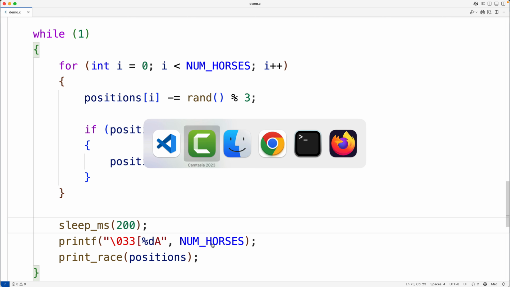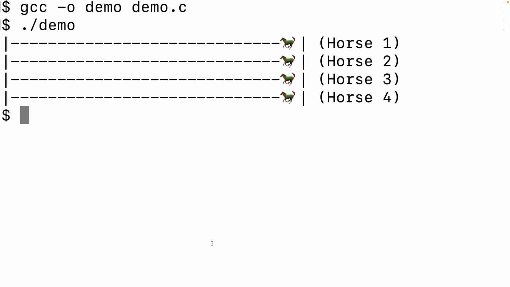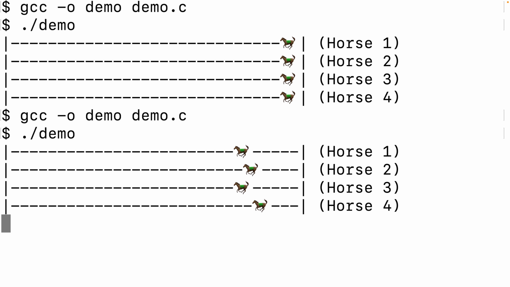So we'll save it. We'll recompile the program, and let's try it. And we can see here the horses are animating their way across the terminal, and once they reach the end, they're going to stop. So the next step is to determine which horse won. We could have a situation where multiple horses reach the end at the same frame of animation. If that's the case, what we're going to do is just randomly determine which horse wins.